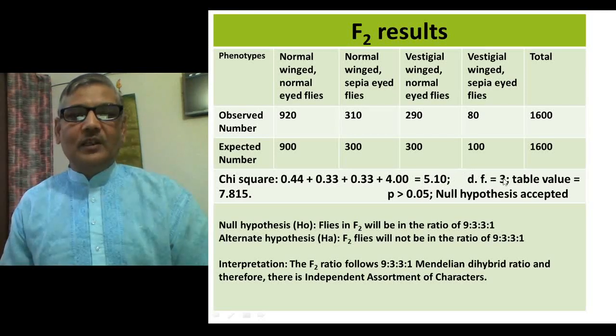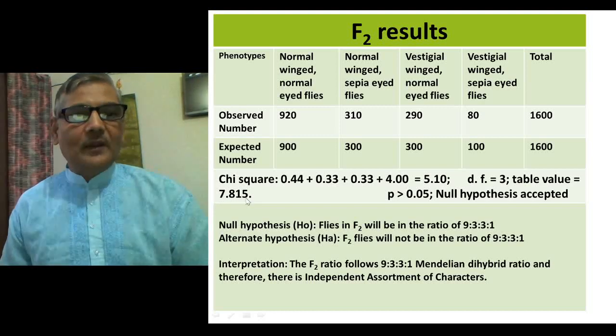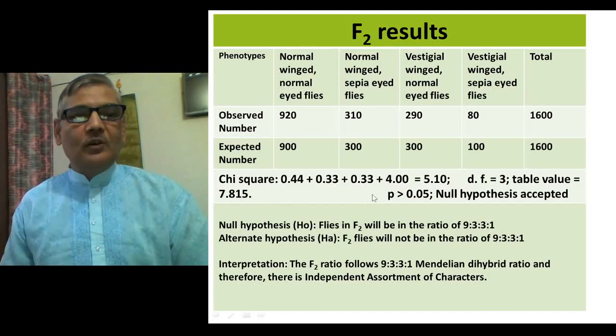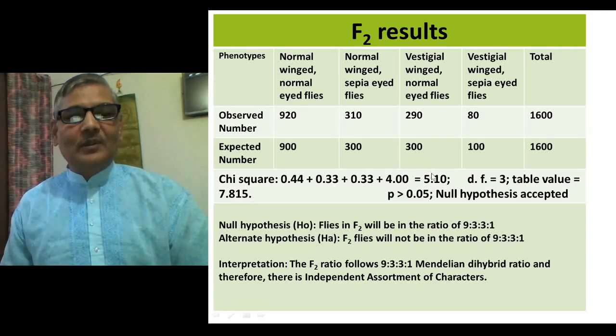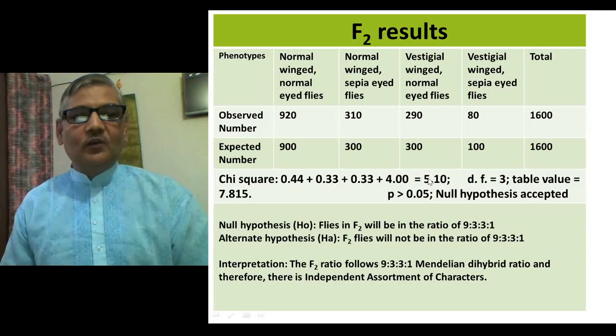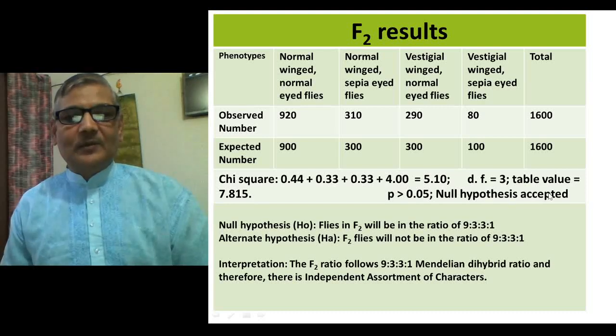Degree of freedom will be 3 because there are 4 different classes, so 4 minus 1, that is 3. And the table value at the 5% level is 7.815. So you will have to compare this table value with the calculated value, and you find that the calculated value 5.1 is less than the table value, so you have to accept the hypothesis, because only if you find the calculated value more than the table value will you reject the hypothesis. So here the probability is more than 5%. It means the null hypothesis is accepted.